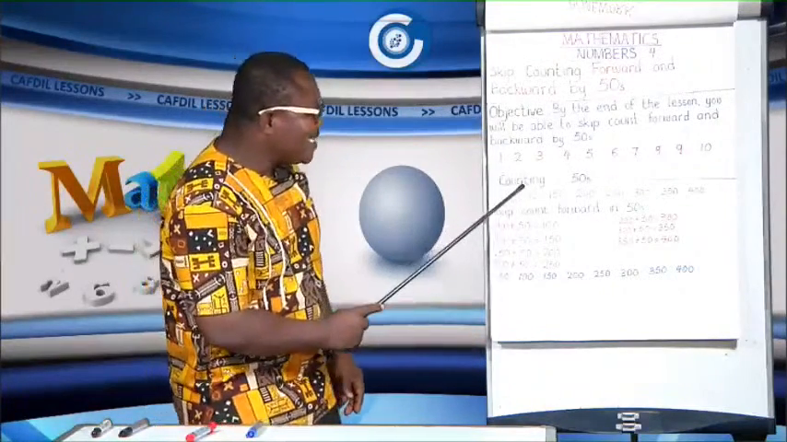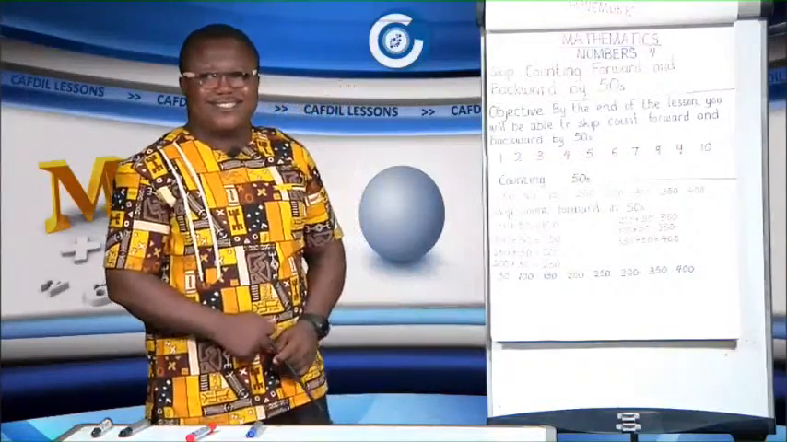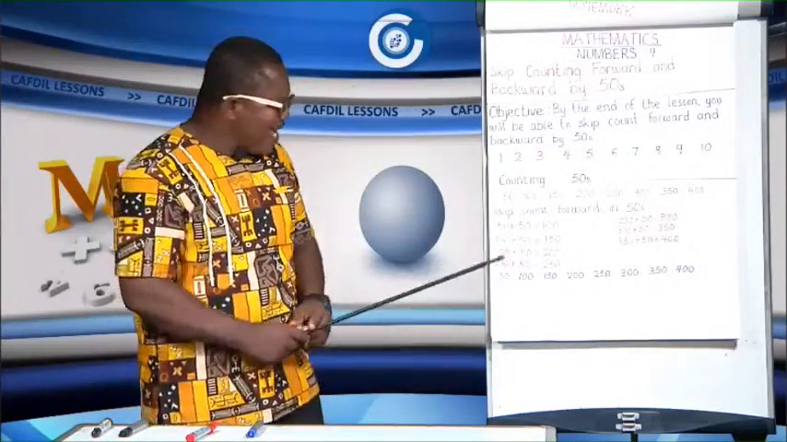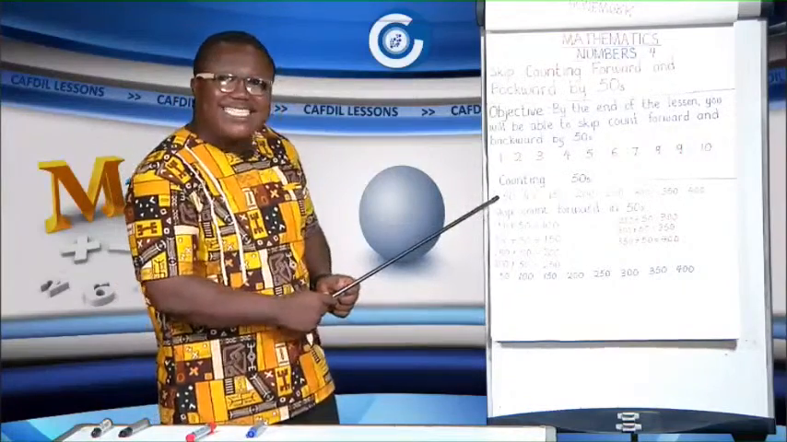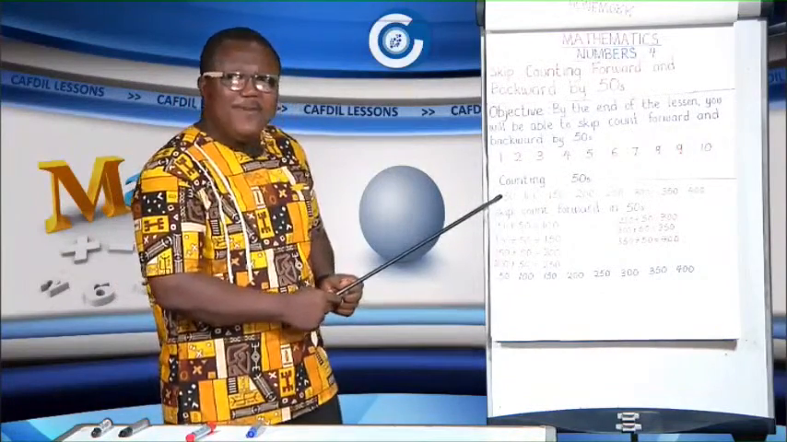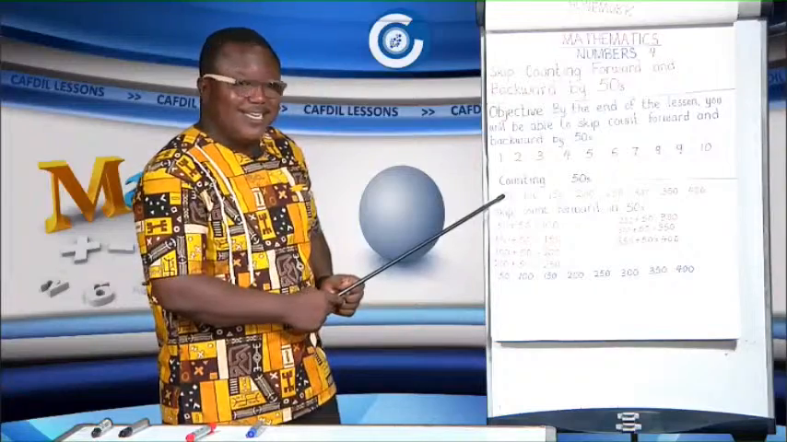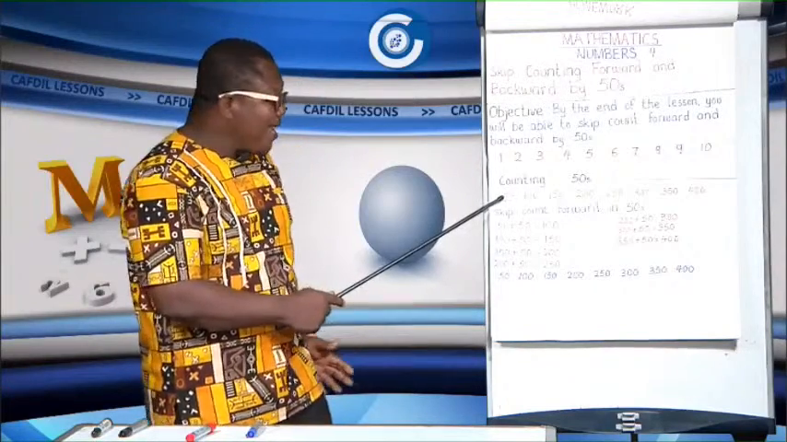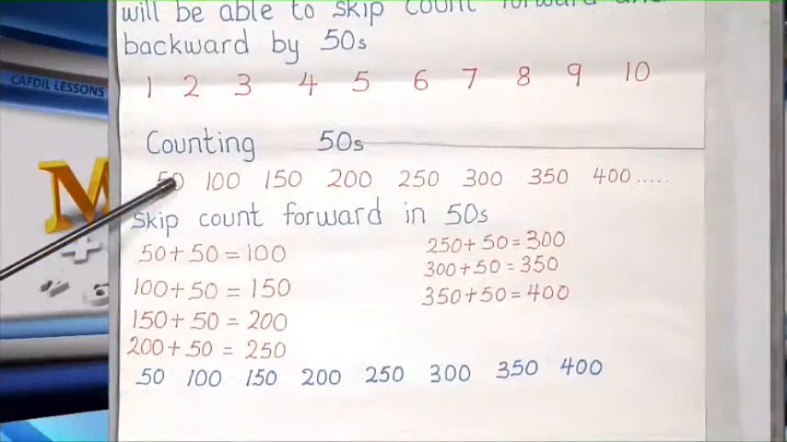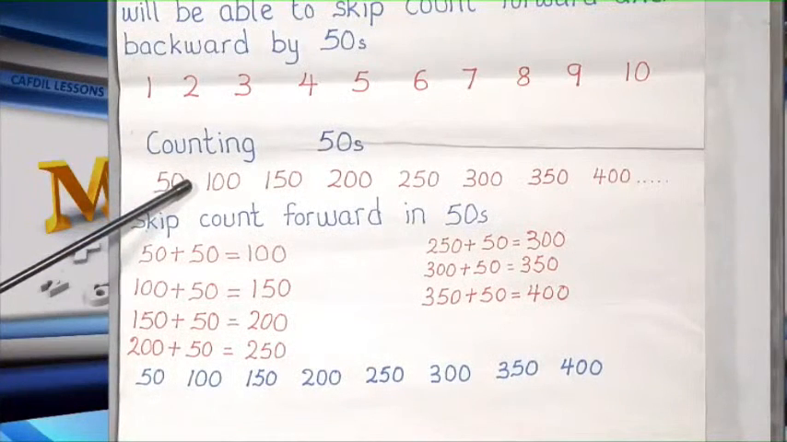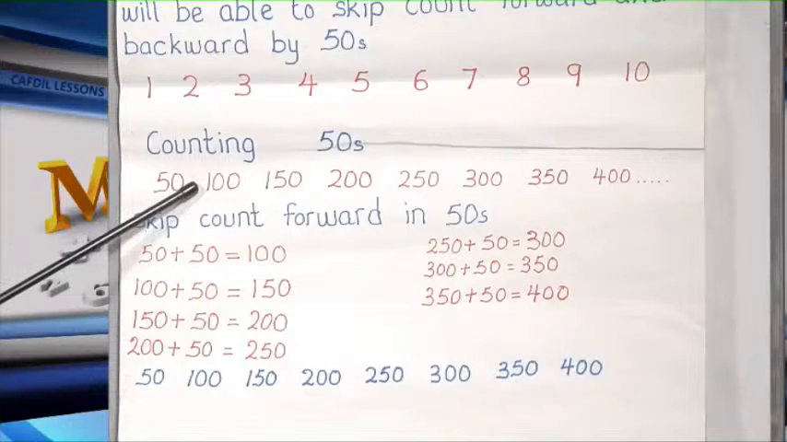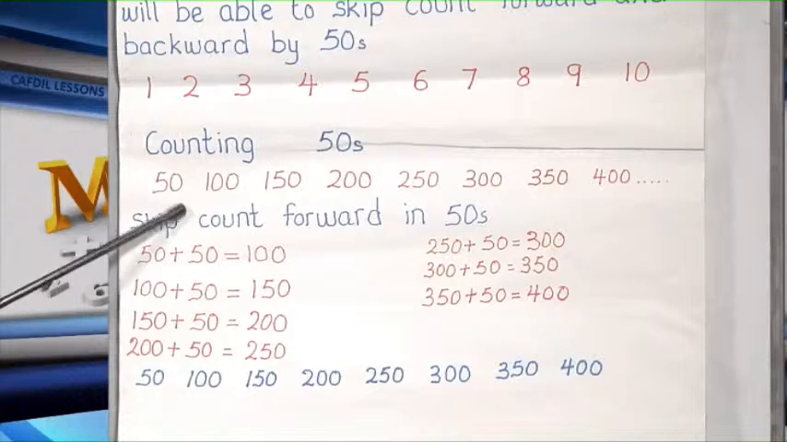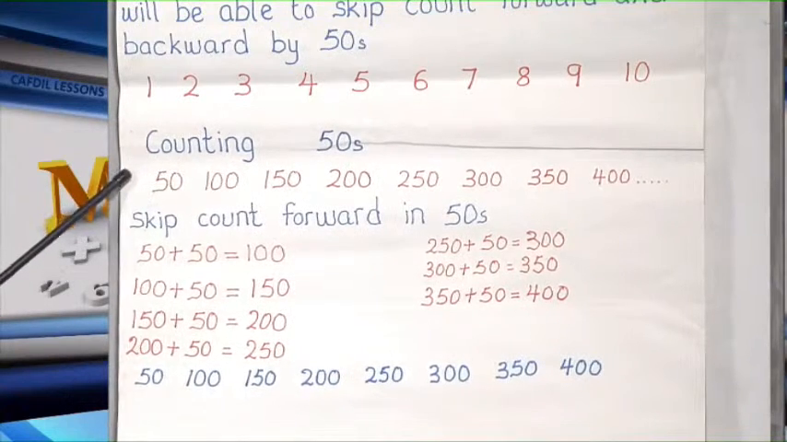I believe you are following what we are doing. Now we skip count 50s. So here we are going to start from 50. From 50, we are supposed to move. We are jumping or we are skip counting forward, backwards by 50s. So if I'm starting from 50, I have to jump.